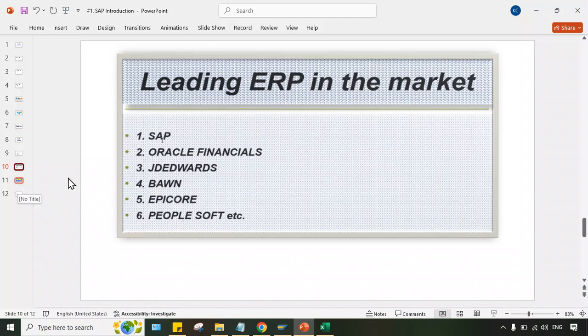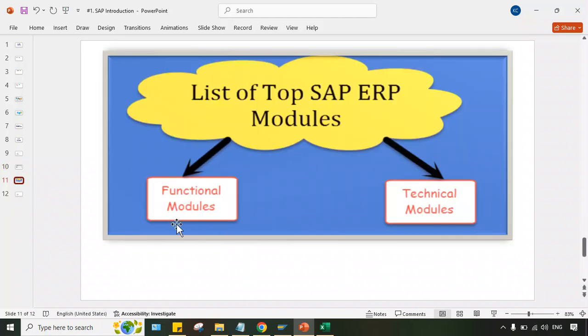Now, if you talk about SAP, guys, it is divided into different modules. At a broader level, these modules are divided into two parts: functional modules and technical modules. Functional and technical. So which module do you have to learn, guys? You are going to learn FICO, and FICO comes under which one? Functional module. It is not a technical module.